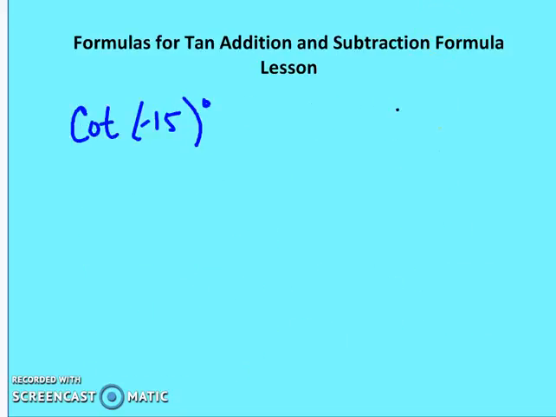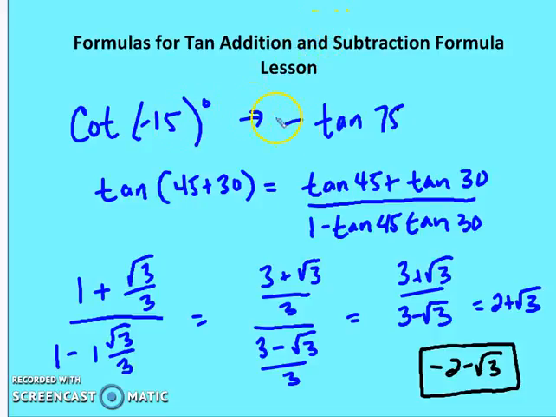Cotangent of negative 15. I'll pause here while you figure this out. Okay, cotangent of negative 15 is negative tangent 75 degrees, which I can rewrite as tangent of 45 plus 30. Tangent of 45 plus 30 is equal to tangent 45 plus tangent 30 over 1 minus tangent 45 tangent 30. Numerator: 1 plus root 3 over 3. Denominator: 1 minus 1 times root 3 over 3. And as you work through the math, you end up with negative 2 minus root 3.